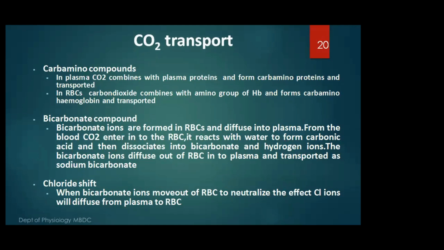Transport in the form of bicarbonate. Bicarbonate ions are formed in the RBC and they are diffused into the plasma. From the blood, the carbon dioxide will be entering into the RBC. Then it reacts with water to form carbonic acid in the presence of carbonic anhydrase enzyme. Then it dissociates into bicarbonate and hydrogen ions. The bicarbonate ions diffuse out of the RBC into the plasma, and then it is transported as sodium bicarbonate.